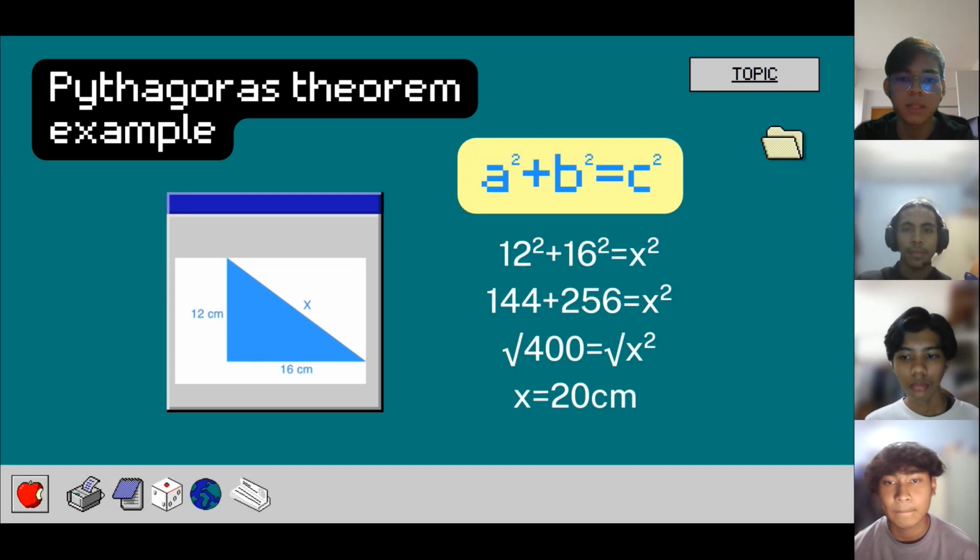Pythagoras' theorem example: a squared plus b squared equals c squared. 12 squared plus 16 squared equals x squared. 144 plus 256 is equal to x squared. Square root of 400 equals square root of x squared. x equals 20 cm.